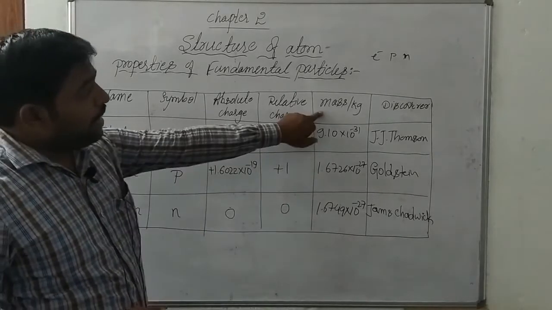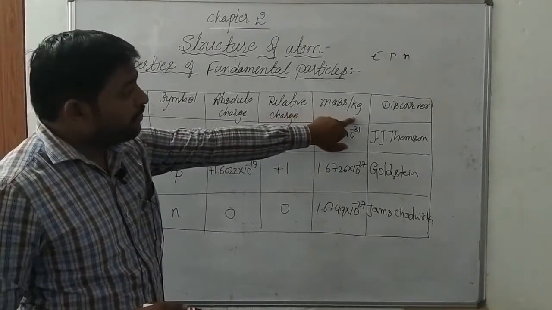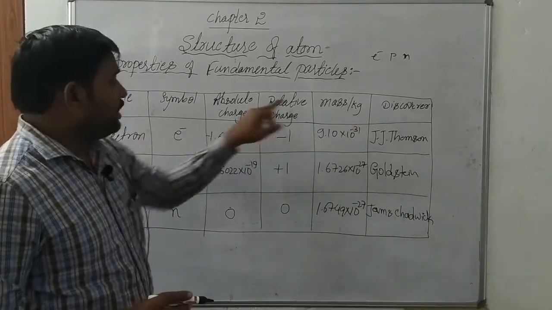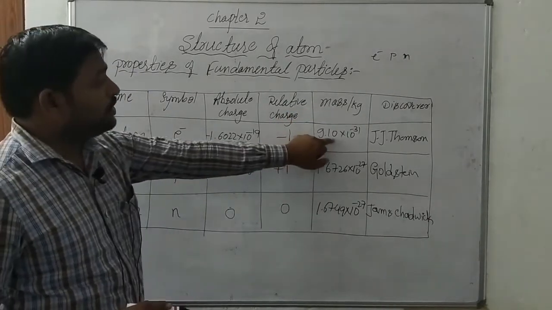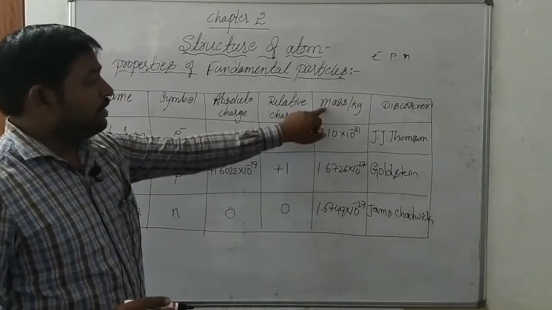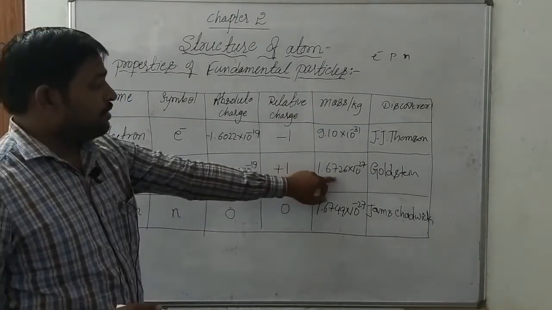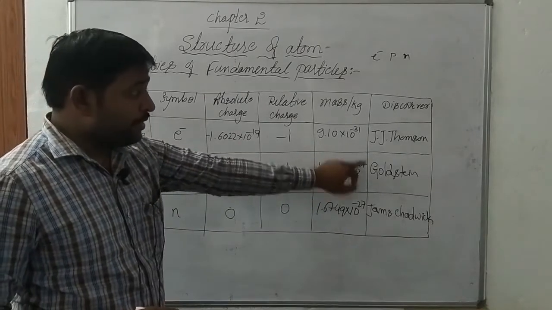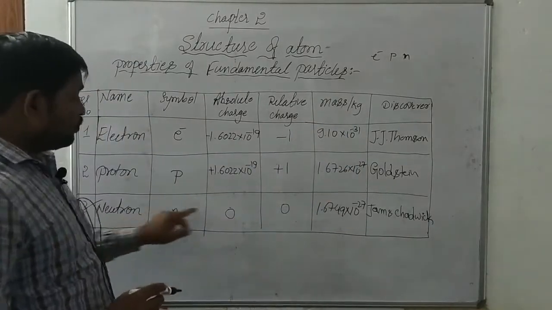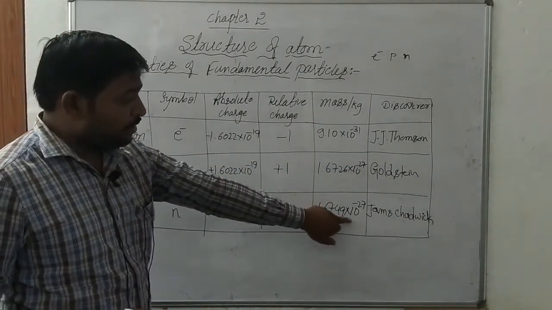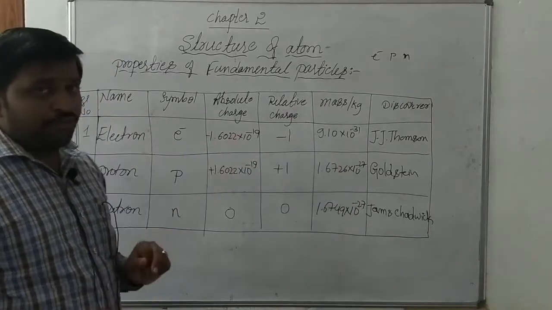And the mass in terms of kg: for the electron it is 9.10 times 10 to the power of minus 31 kg. The proton mass is 1.6726 times 10 to the power of minus 27 kg, and the neutron has 1.6749 times 10 to the power of minus 27 kg.